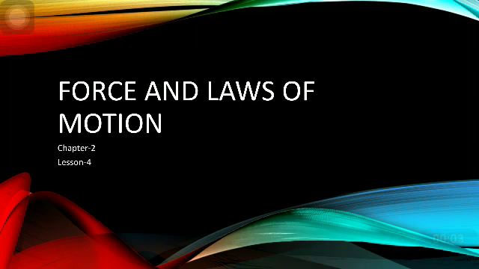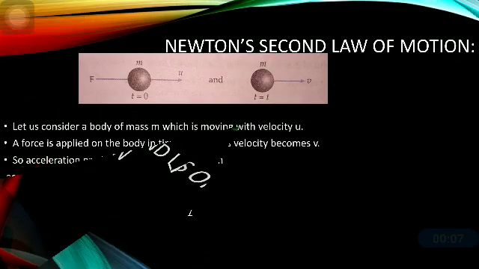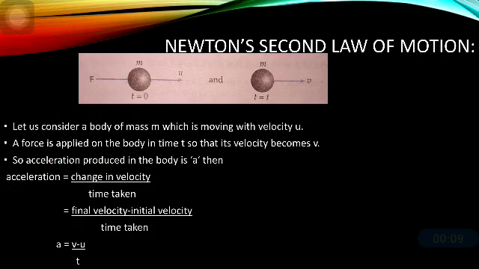This is lesson number 4 of chapter Force and Laws of Motion, and today we are going to learn about Newton's second law of motion. So let us consider a body of mass m which is moving with velocity u. As you can see in the diagram, the initial velocity of the object is u at time t equals 0. A force is applied on the body in time t so that its velocity becomes v.